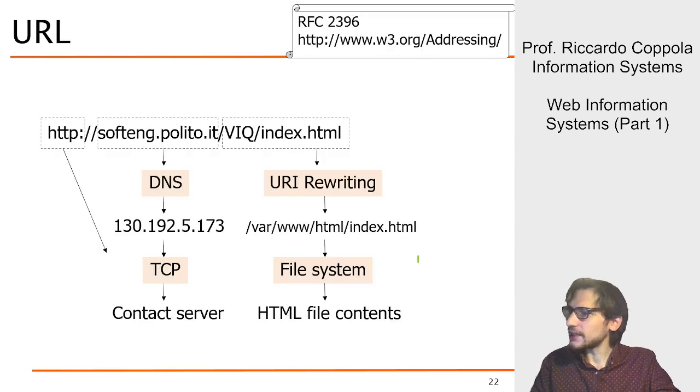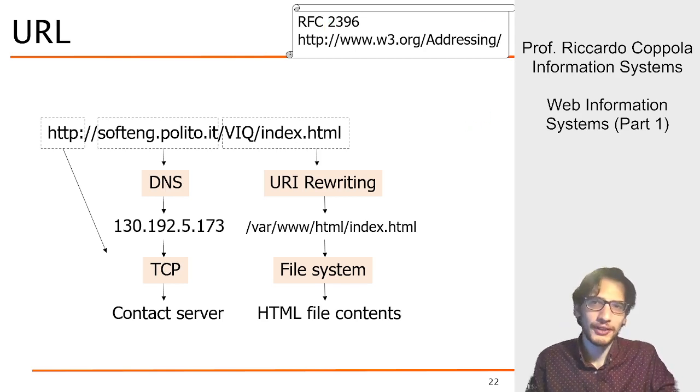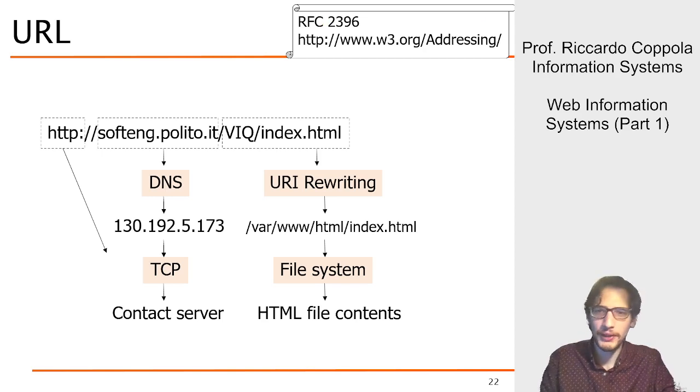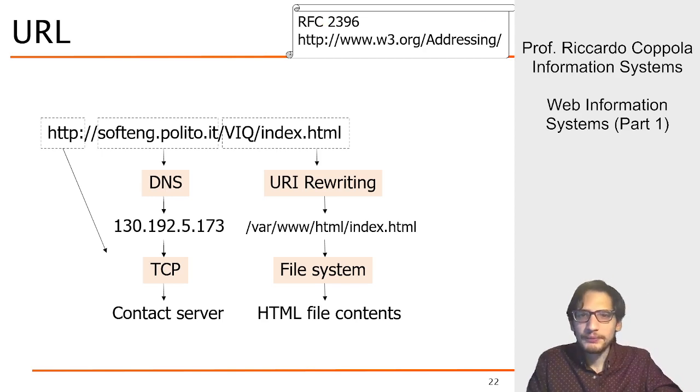First of all, we can see how a URL is made. So in a URL there are many different components. This is a simple example, but in general there are many different components in a URL that can be used, and they are all described in the standard RFC 2396, if you really need to find all the possible information about a URL. So we can see an example here.